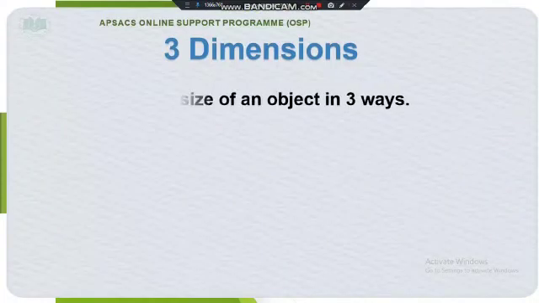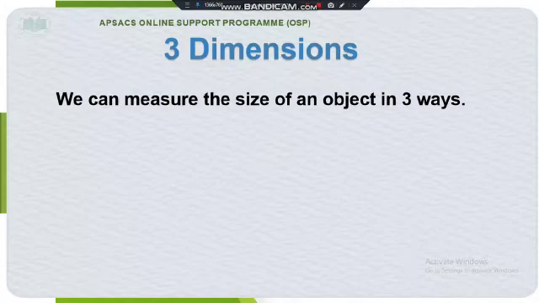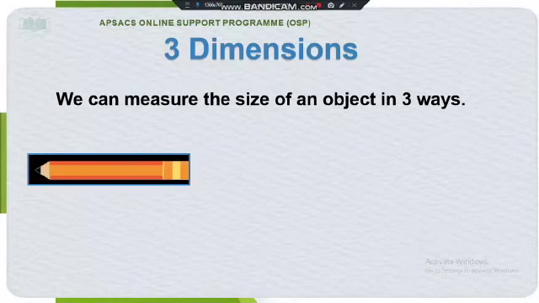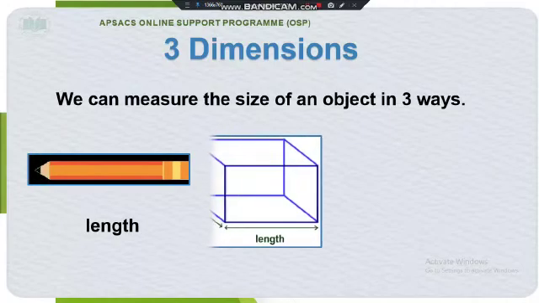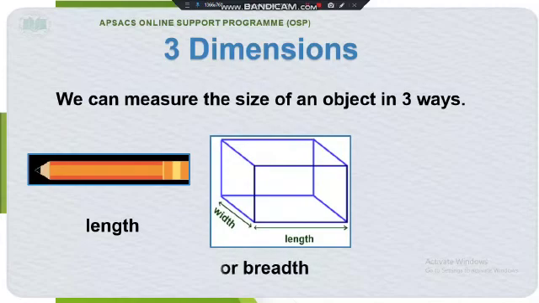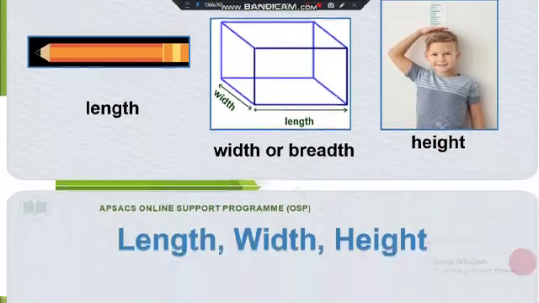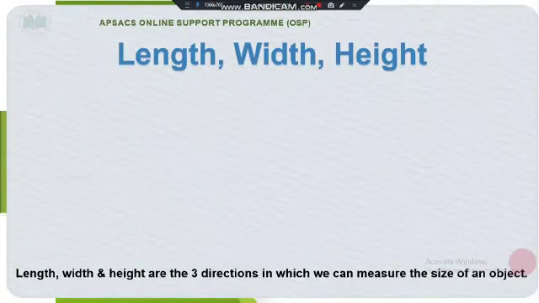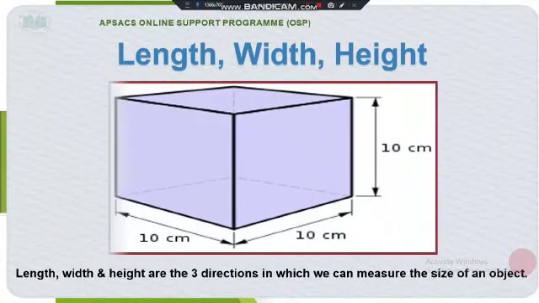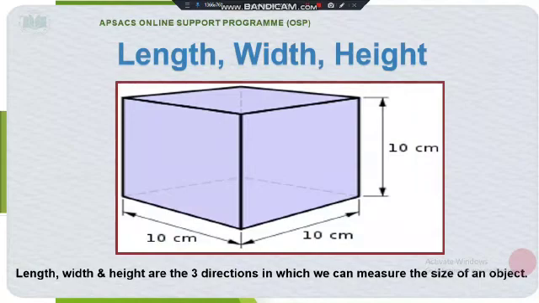Now, what are three dimensions? Three dimensions are actually the three different directions of an object. We can measure the size of any object in three ways, and that is length, then its width, or we can also say breadth, and then the height of the object. So these are the three different dimensions: length, width and height.